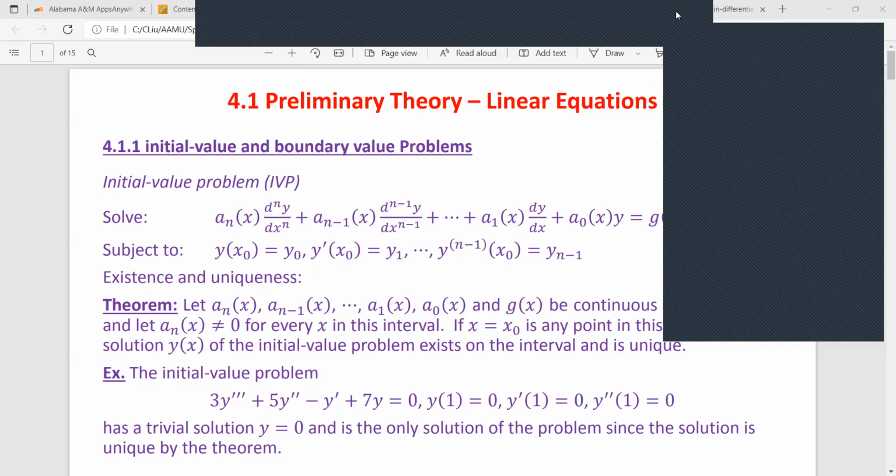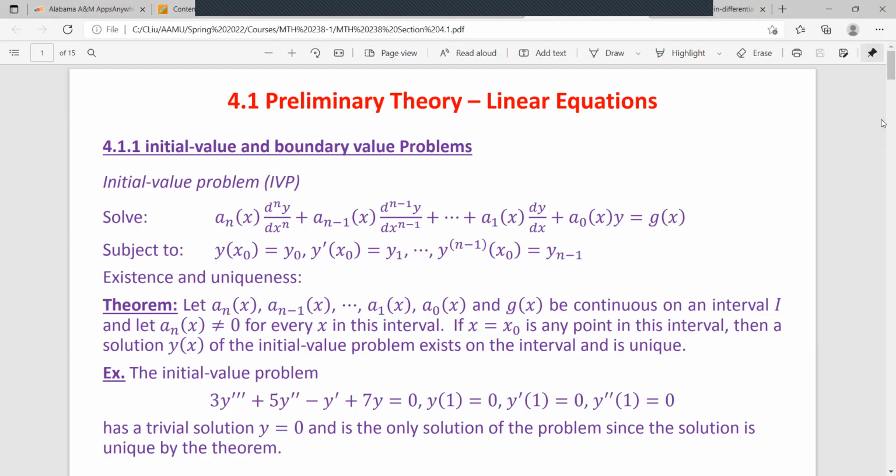Okay, so we just finished chapter 3 last time. We're going to start a new chapter today. That's higher order differential equations. So we discussed first order differential equations in chapter 2.